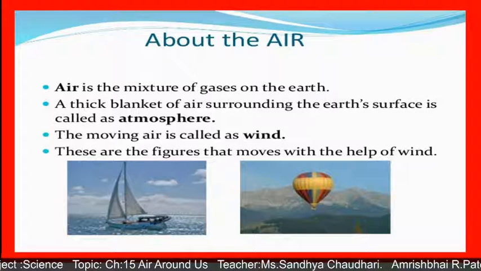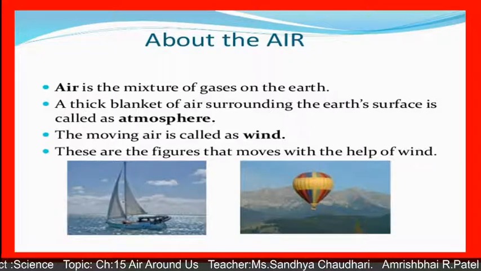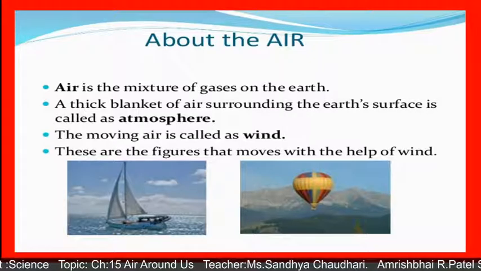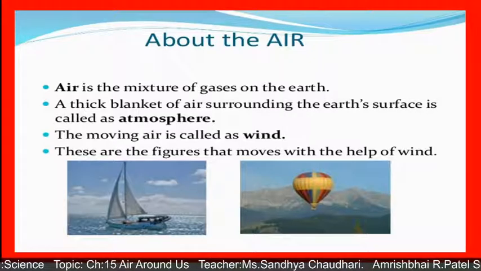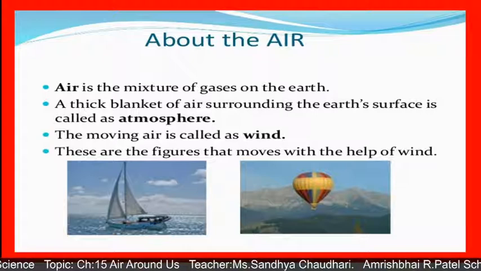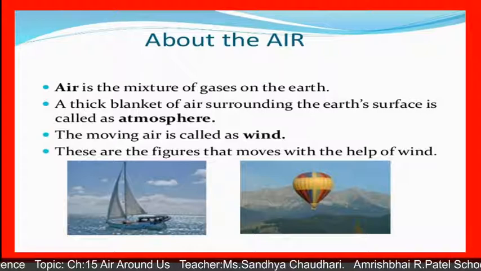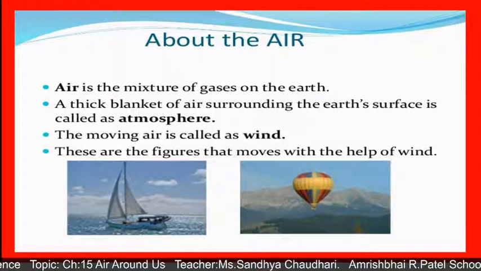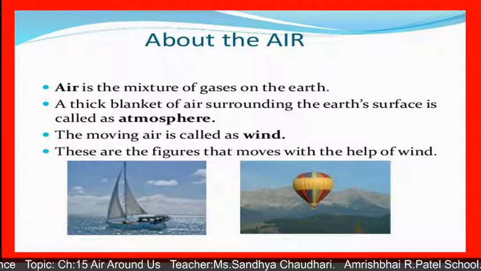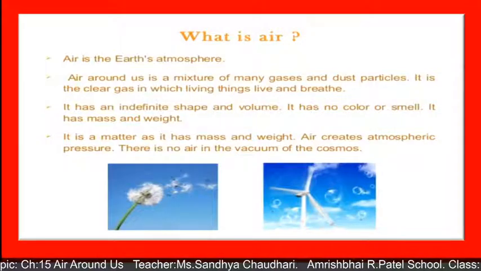A thick blanket of air surrounding the earth's surface is called the atmosphere. And the moving air is called wind. So that is the difference between air and wind. Moving air is called wind. These are the figures that move with the help of wind, meaning these are the things which can move with the help of wind. So what is air, children?